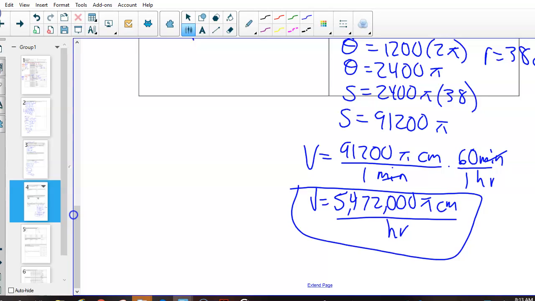If you multiply pi in, you get 17,190,795 centimeters per hour. So it'd be a lot bigger.